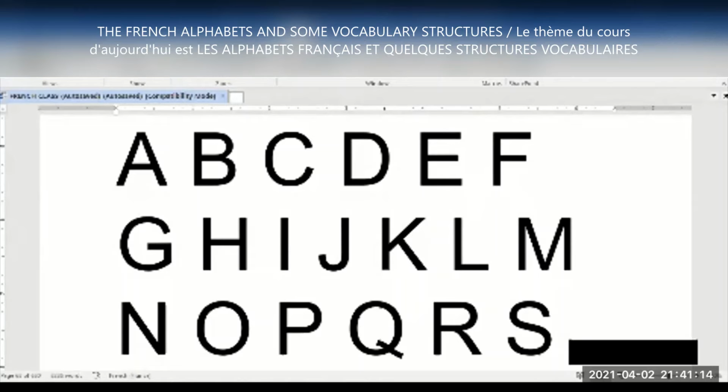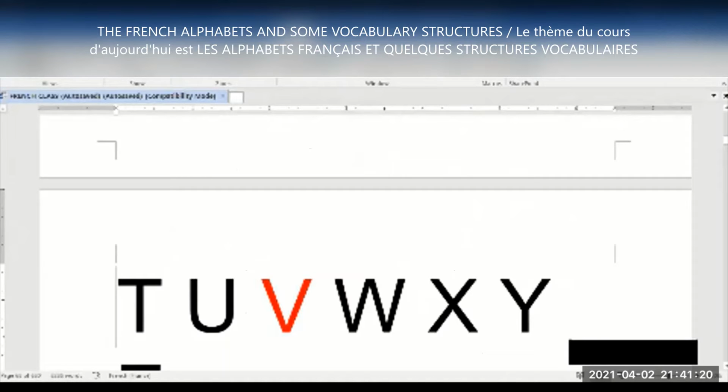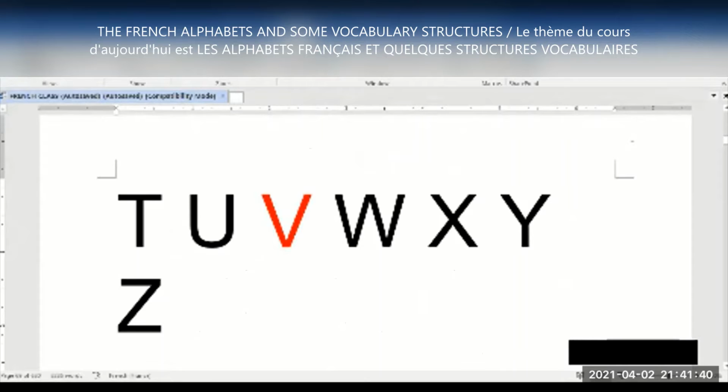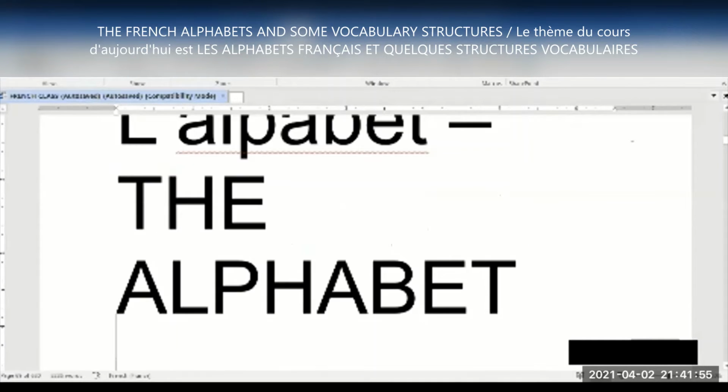Q is Q, R, S, T, U, V, W. W is W, that's double V, W, X, Y. Don't forget that X is X, Y is Y, the Z is Z. So I will try to run it through quickly now, easily.